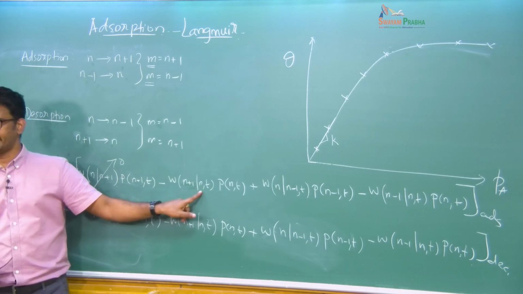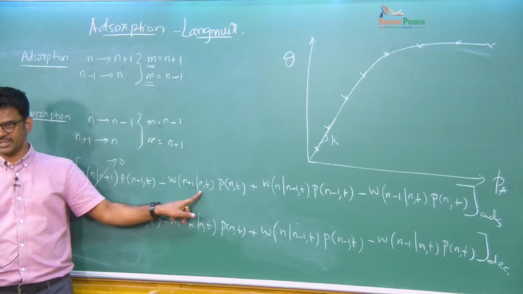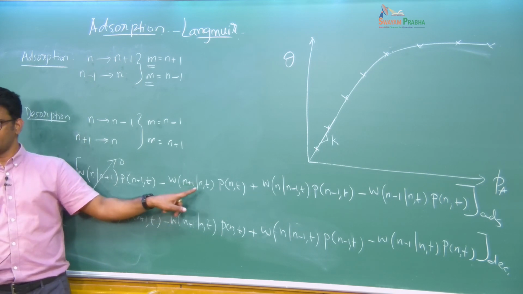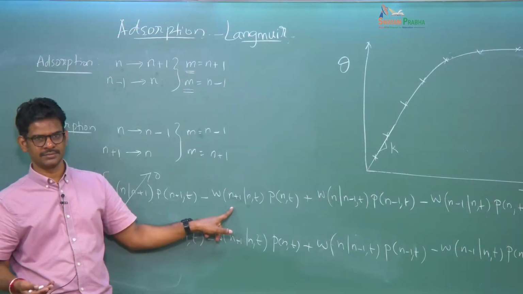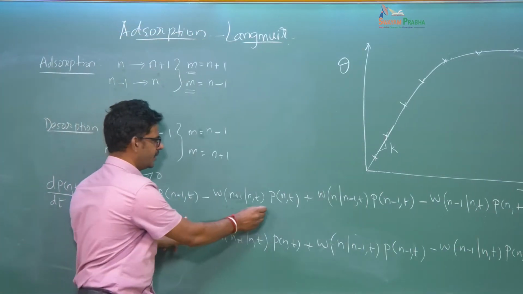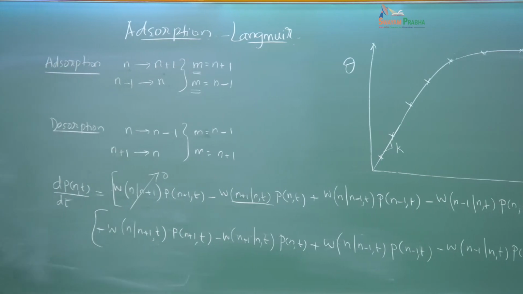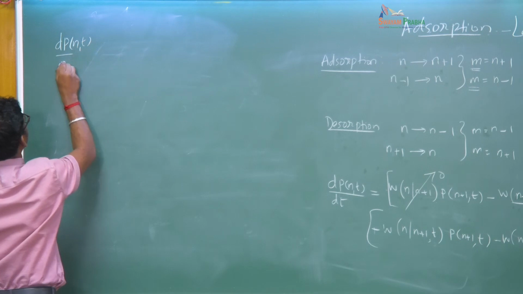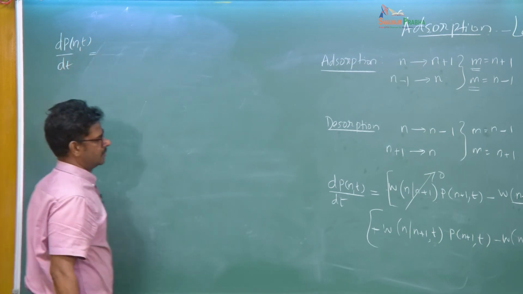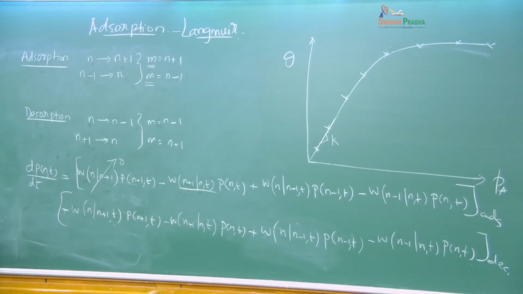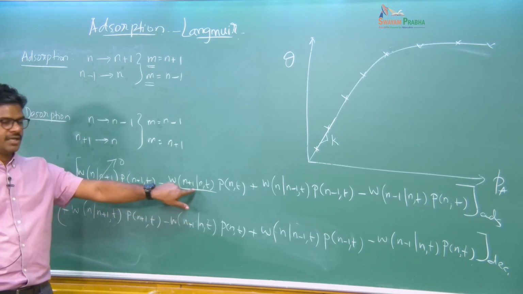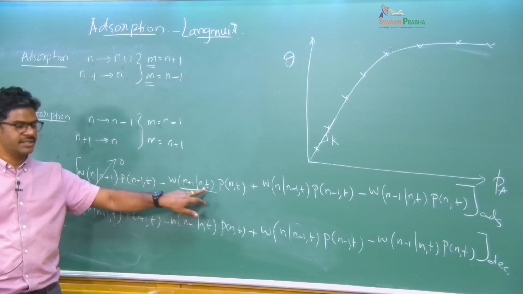Is it possible that for a system at n, one adsorption happens and then the system goes to n plus 1? Is it allowed? Can we go from n to n plus 1 by adsorption? Yes, right? So this is actually a finite quantity. So dP by dt, and what would this be? How do we write this rate? W n n plus 1, the rate of adsorption being at n.